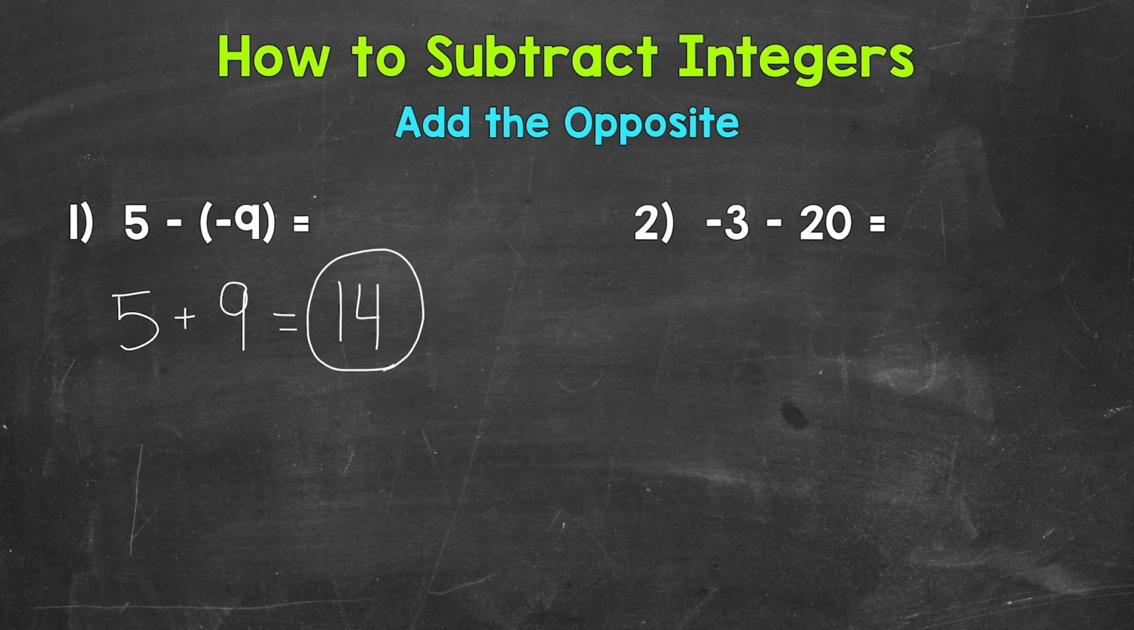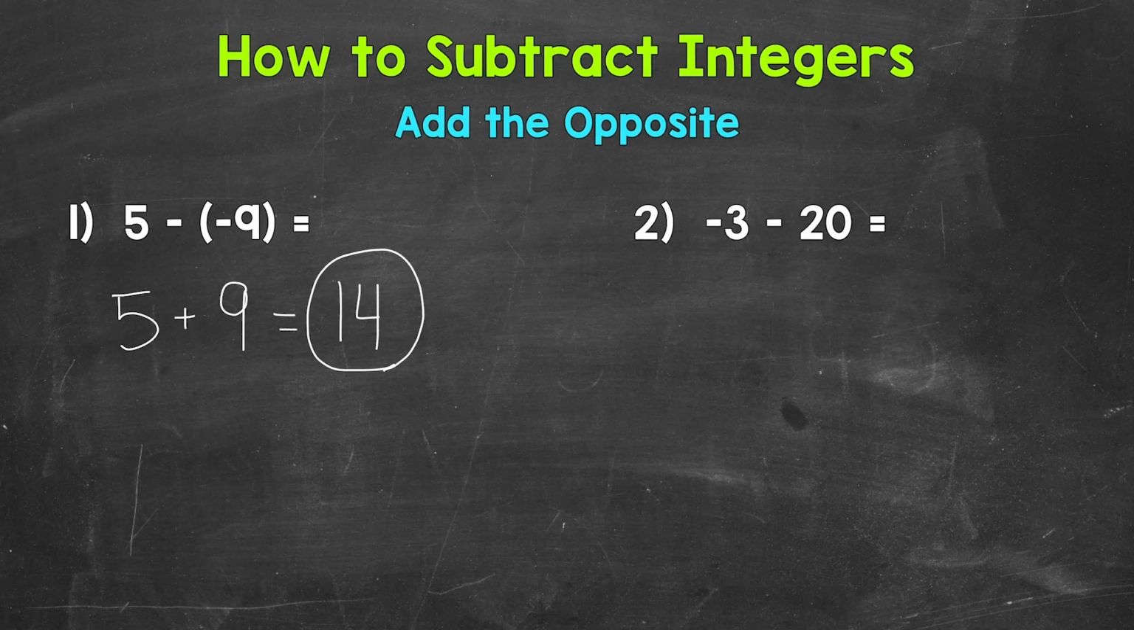Now that answer may not make sense at first, but let's think about how we end up with a positive 14 in this subtraction problem. Whenever we subtract a negative, we actually increase in value. I like to think of this in terms of money. A negative represents a debt or an expense when it comes to money. So that -9 would be a $9 debt or expense.